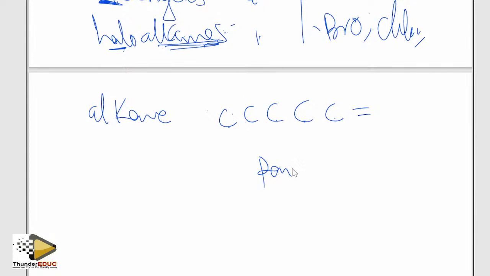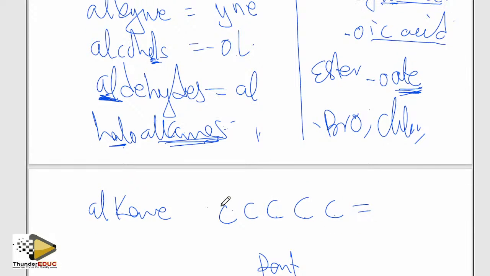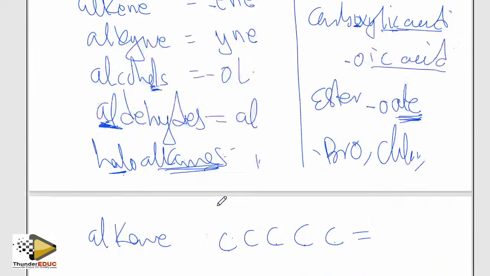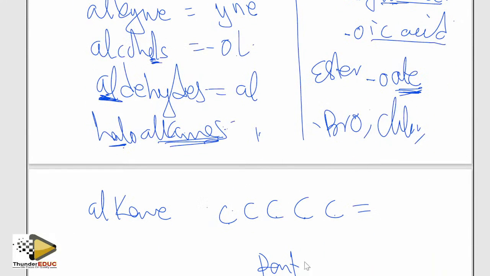Don't forget to put the hydrogens because I explained that before. Pent, but now it is an alkane, therefore we add this. The prefix combined with the suffix lets you form the main chain, so it's going to become pentane. Why is it pentane? Because this molecule is single bond throughout.